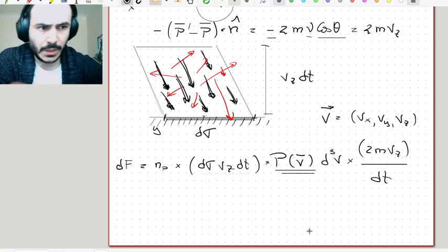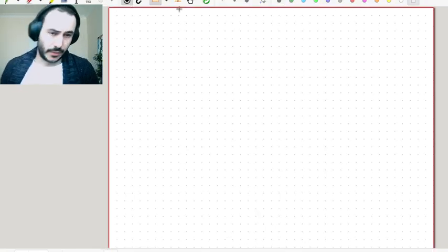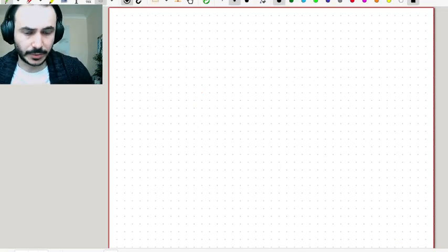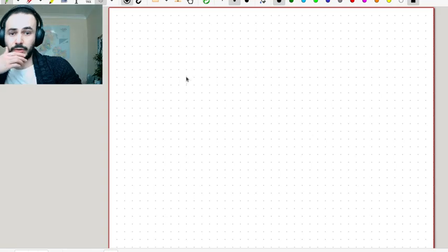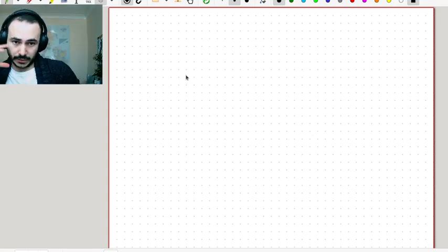Okay, so let's leave this here for a moment and see what happens with this probability distribution. What can we say about it? We can actually say a great deal about it just thinking about the idea that the system is in thermal equilibrium, therefore it's homogeneous and it's also isotropic, so it looks the same in any direction.